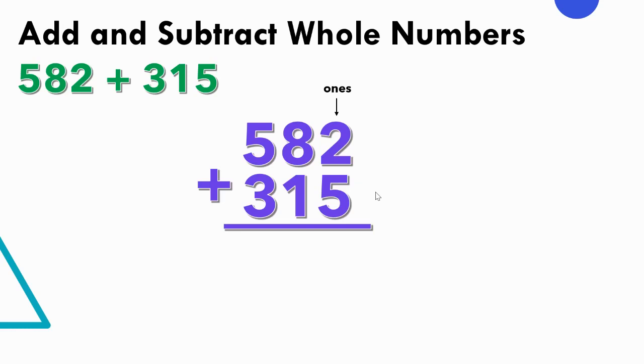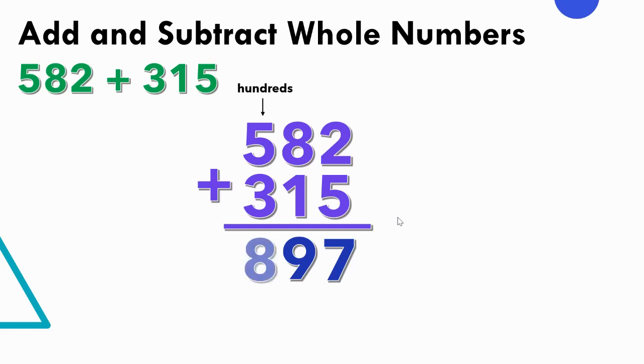When adding and subtracting, we always start with the ones place. 2 ones plus 5 ones is 7 ones. Now let's move on to the tens place. Both the 8 and the 1 are in the tens place, which is why one is on top of the other. 8 tens plus 1 ten is 9 tens. Now let's move on to the hundreds place. 5 and 3 are both digits in the hundreds place, which is why they're on top of each other. 500 plus 300 equals 800. So 582 plus 315 equals 897.